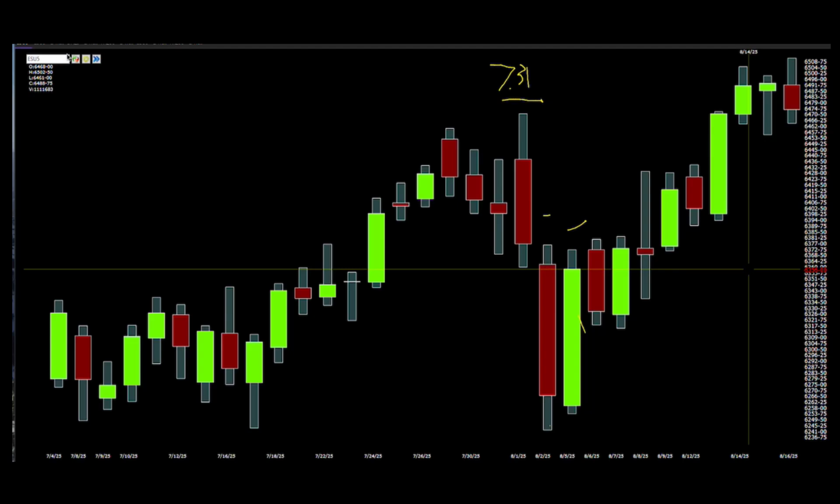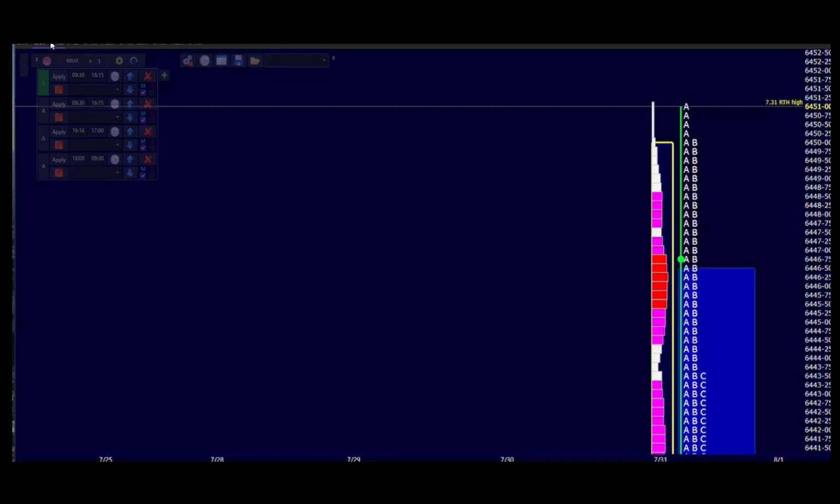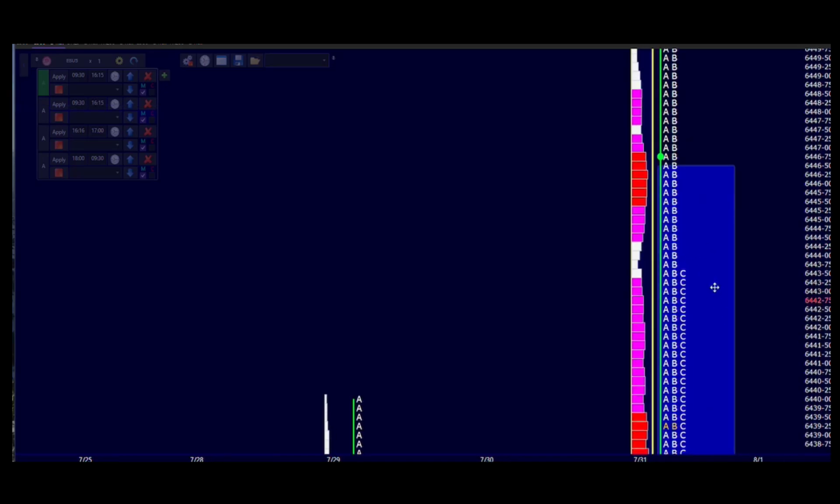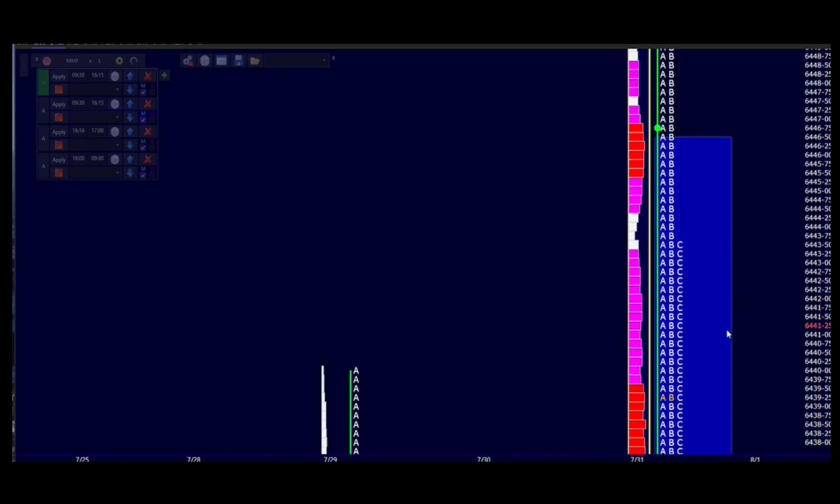So on July 31st, ES opened. If we take a look at the profile, we'll get a little more nuance. And this green dot is the open. So you can see that ES opened around the 64.47 area, and we had very little activity above this open. So the high was 64.51. So right off the bat, inventory for the whole day was pretty much below the open on the last day of the month.